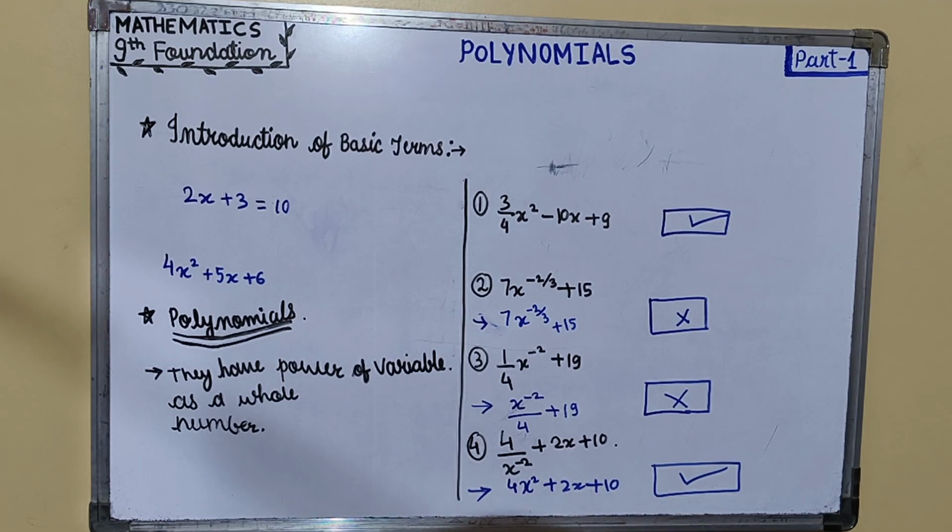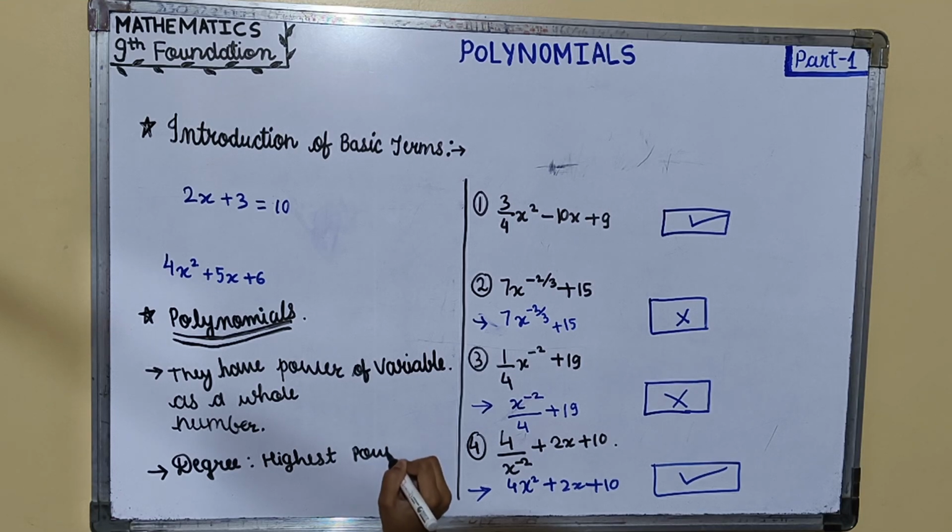Now degree of a polynomial. Degree of a polynomial is the highest power of variable in a polynomial. Degree means highest power of a variable in a polynomial.